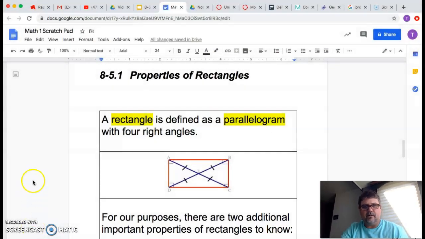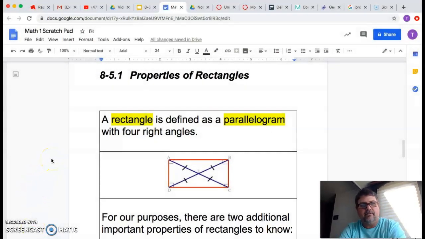Hey everybody, welcome back. In this video we're going to talk about rectangles. Basically this will be a pretty short video. We're just going to talk about some properties of rectangles and maybe a little notation, and in the next one we'll actually do a little proof. So let's take a look at this.